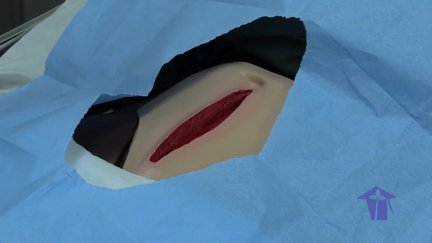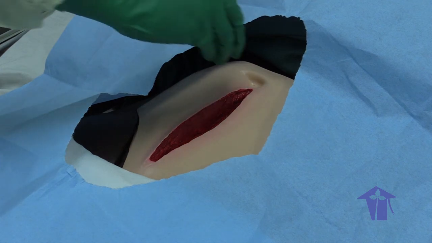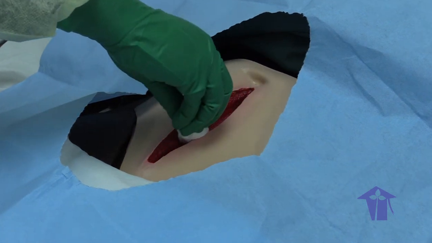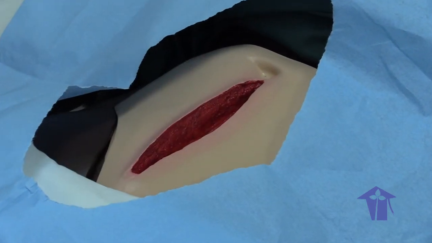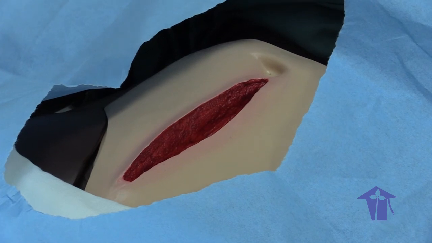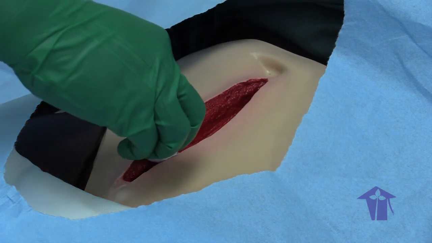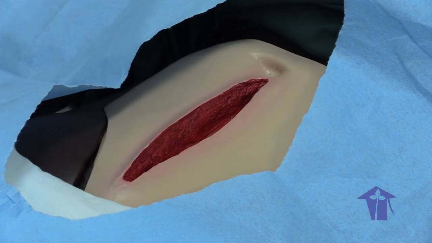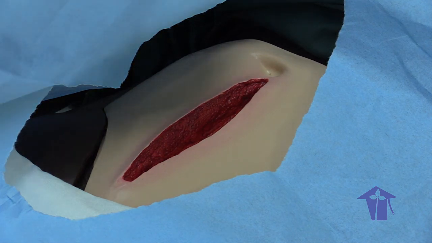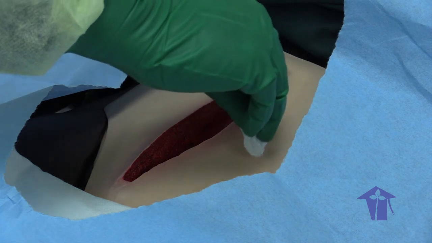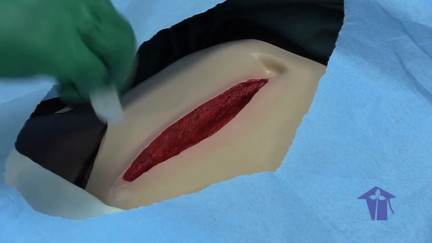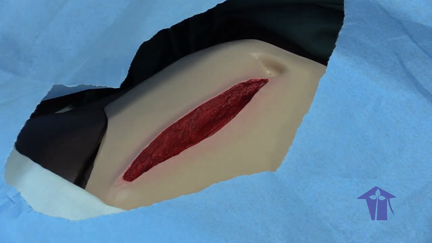remembering to maintain sterility using one sterile hand and one unsterile hand. While cleaning the wound, remember to assess the patient for pain. Assess the wound for redness and swelling.